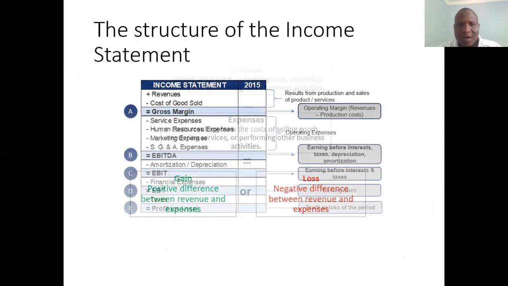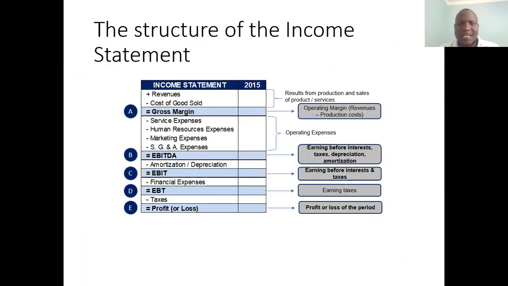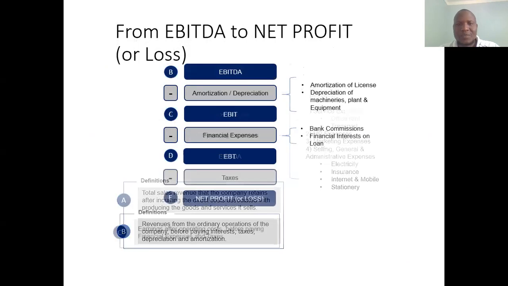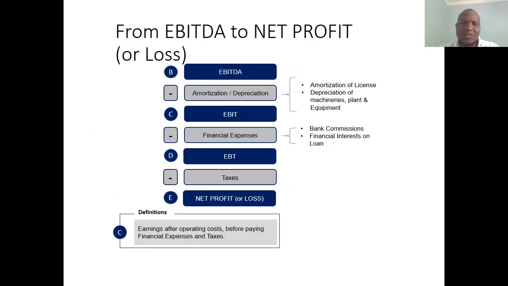I'm just going to go a bit faster. And this was the key standard outlook of how an income statement would look like. And we talk about EBITDA, earnings before interest, taxes, depreciation, amortization. And when you remove the depreciation and amortization, you get the EBIT, earnings before interest and taxes. When you remove financial expenses, you have earnings before taxes. And when you remove taxes, you get the net profit.